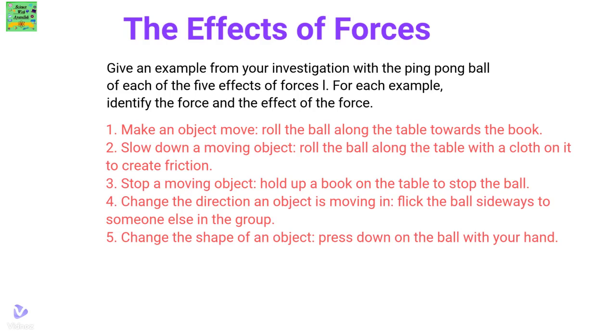Make an object move: roll the ball along the table towards the book. Slow down a moving object: roll the ball along the table with a cloth on it to create friction. Stop a moving object: hold up a book on the table to stop the ball. Change the direction an object is moving in: flick the ball sideways to someone else in the group. Change the shape of an object: press down on the ball with your hand.